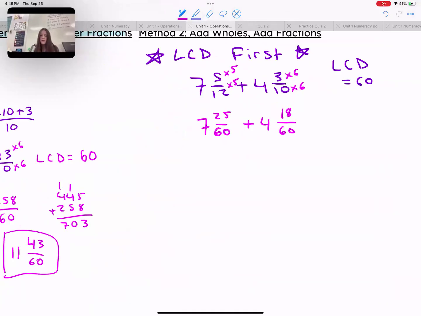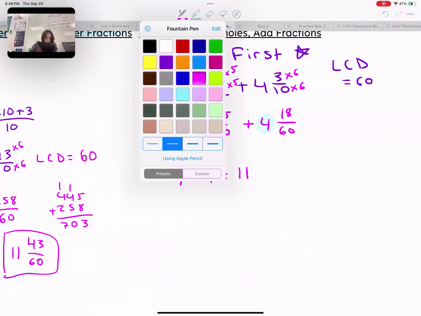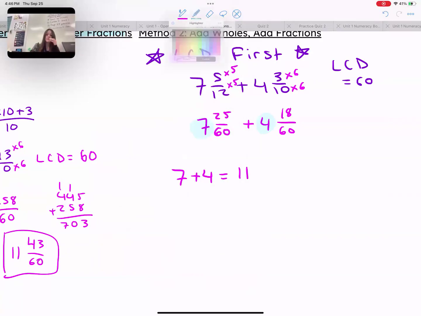Okay, so now we have everything over a common denominator and we're ready to add all of this together. So first, I'm going to add together my wholes. So my whole numbers are 7 and 4. So I can add that together. 7 plus 4 is equal to 11. And then I can add together my fraction parts.